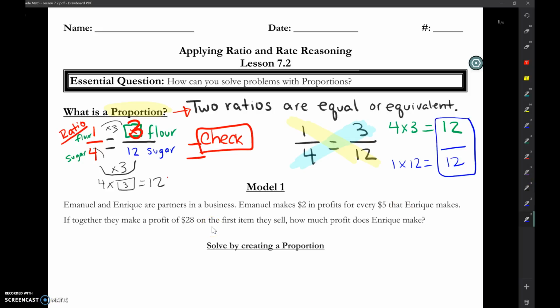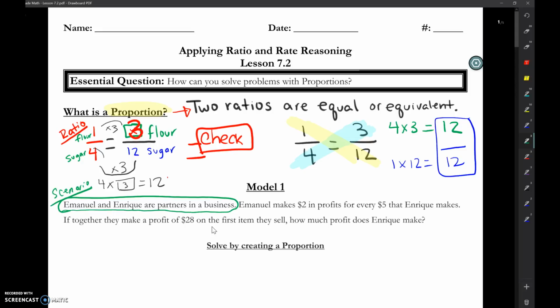All right, so now let's go on to our problem. Model 1. It says, Emmanuel and Enrique are partners in a business. So they're partners. They work together. They sell the same thing. So they are partners. And so here is our scenario. They have a little business going on. This is our scenario. They're going to be selling stuff.